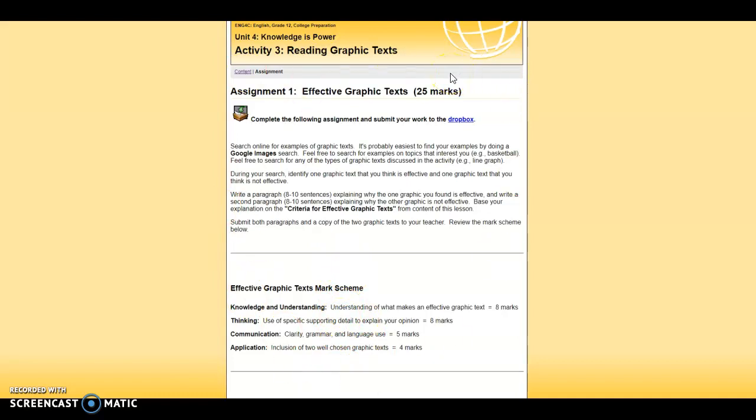I know it's a little bit different. We're getting into graphic texts here. We're not just doing written word. So again, if there's any trouble, please let me know.